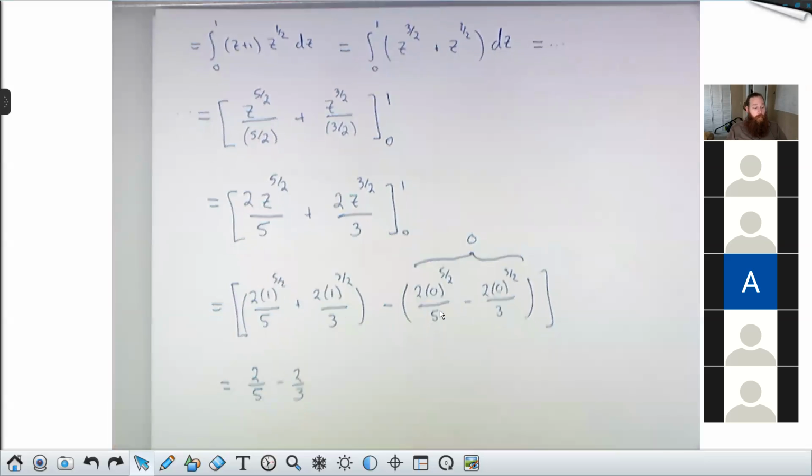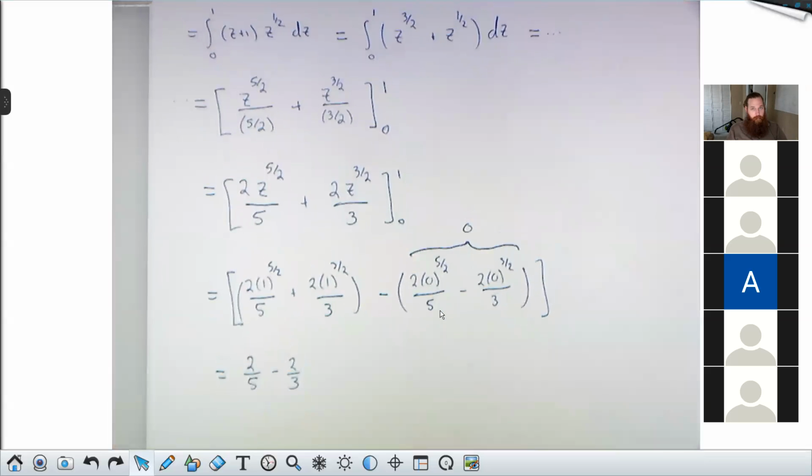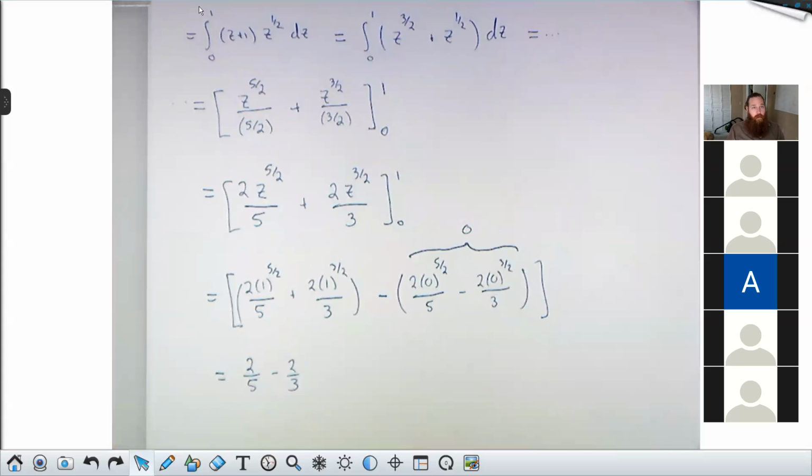So nowhere did we need to go back to the old variable. And you must change the bounds. If you wrote this same integral with the original bounds from 1 to 2, it would be incorrect.